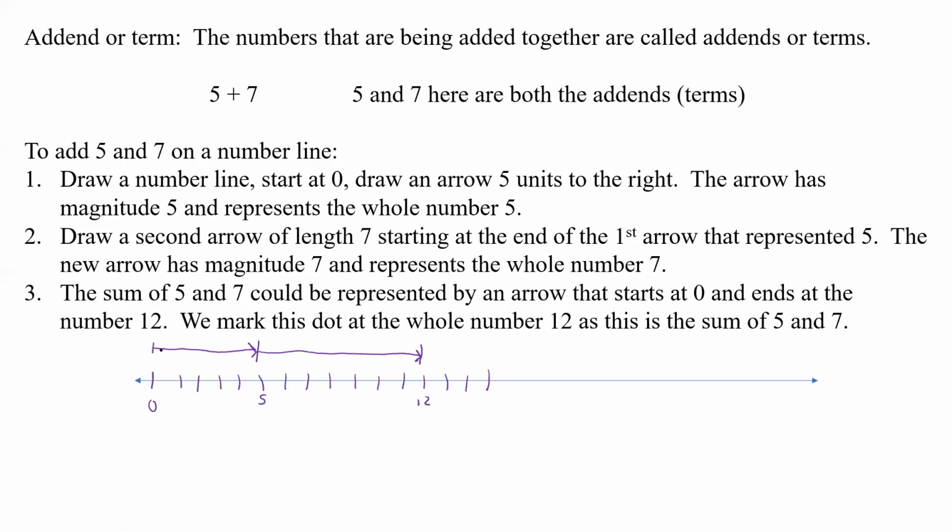So the sum of 5, remember, this has a magnitude of 5. This one has a magnitude of 7. So 5 plus 7 is equal to that 12. Okay. And so we're going to mark that dot at the whole number 12. And that tells us our sum of 5 and 7 is 12. And so this is one way we can add on a number line.